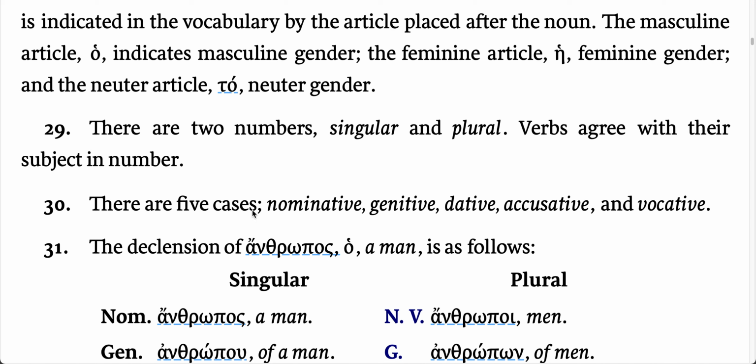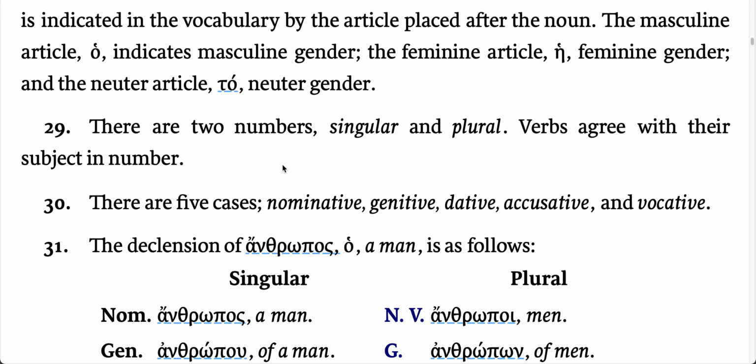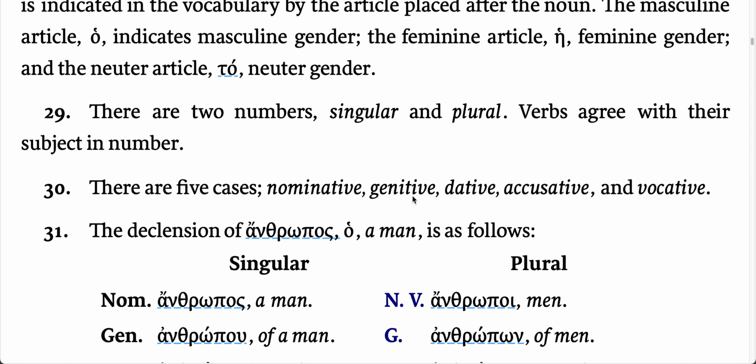Now, there are also 5 cases. Remember it said that they have gender, number, and case. The cases are nominative, genitive, dative, accusative, and vocative. You say, what are the cases all about? What does that mean? We're going to look at that in just a minute, but let me give you a highlight.